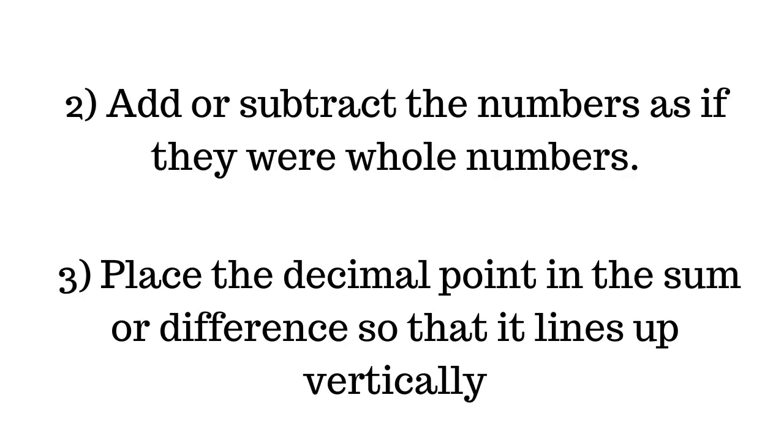Step 2: Add or subtract the numbers as if they were whole numbers. Step 3: Place the decimal point in the sum or difference so that it lines up vertically. So we simply arrange the numbers, ensuring that the points are directly on top of each other. This applies to the answer too.